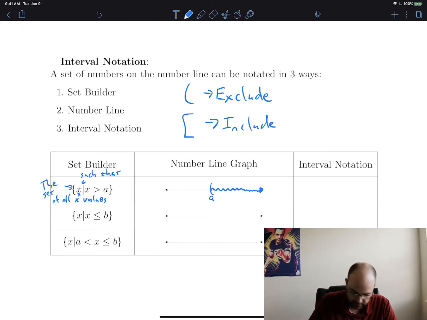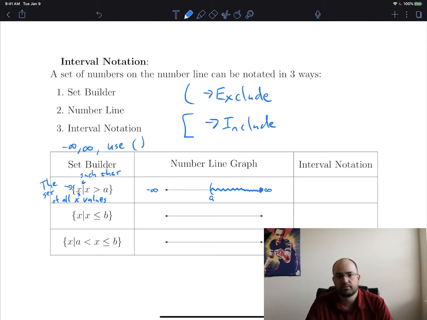Okay. Now on the number line, remember the arrow to the left is negative infinity, and the arrow to the right is positive infinity. And remember that with both negative infinity and positive infinity, we're always going to use parentheses, either parentheses opening to the left or opening to the right, whichever way. So that's for interval notation though. This is the number line for the set of all x such that x is greater than a.